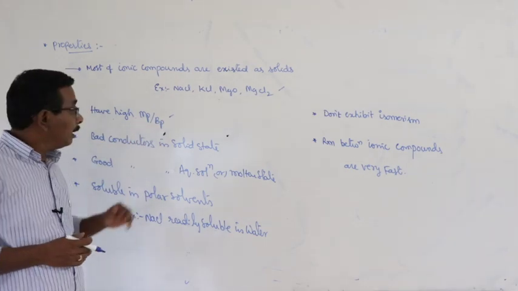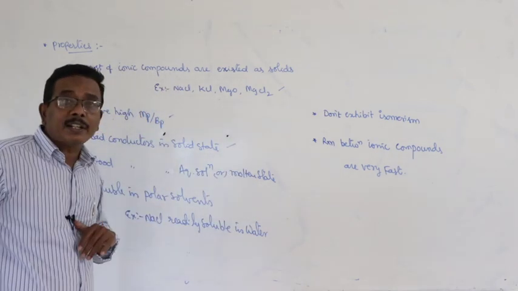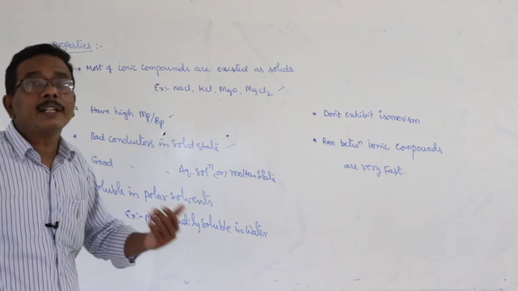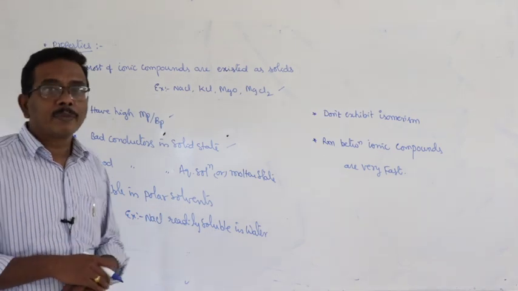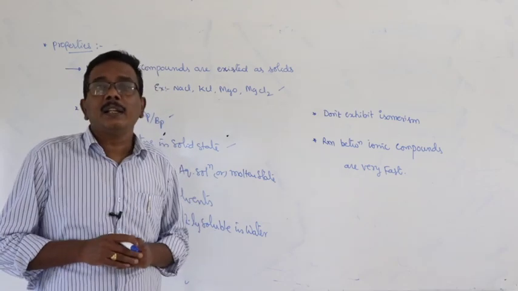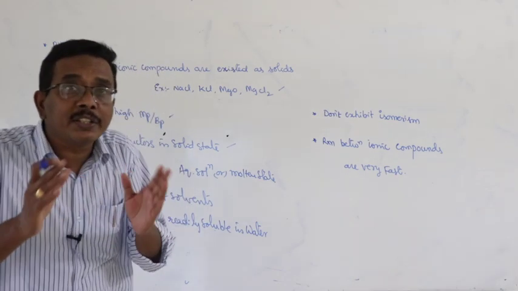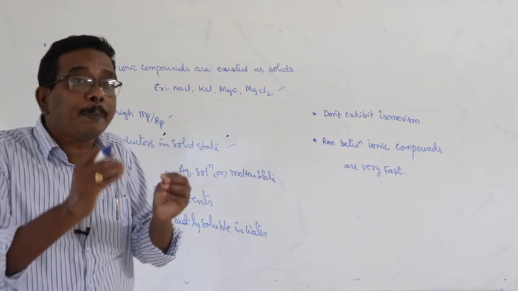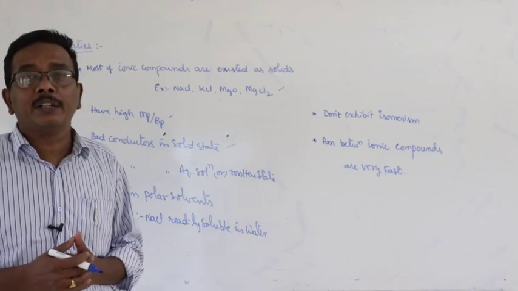Next, ionic compounds are bad conductors in solid state. What is the reason for that? Simple reason. In an ionic crystal, the oppositely charged ions are present at particular locations, positions, nothing but lattice points.